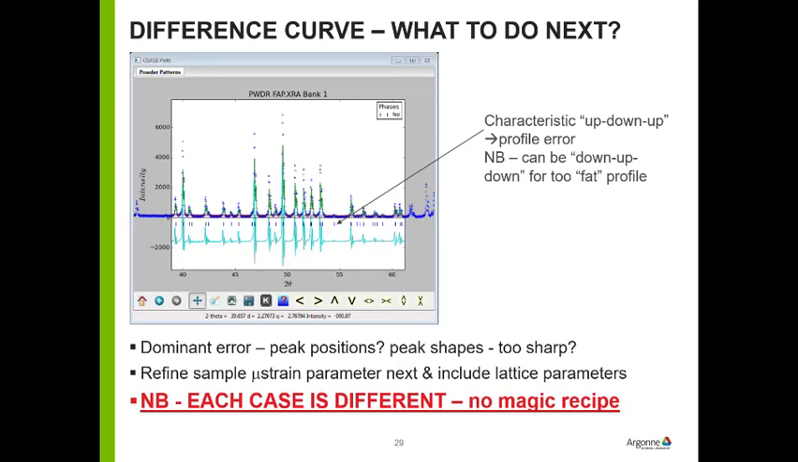The other thing that seems to be true here is that the peaks are slightly out of position. And that's probably because there's something wrong with the lattice parameters or the sample displacement. So what we will do next is do the microstrain and include the lattice parameters. And I don't know whether I included the sample displacement or not. But the point is, this is what's true. There's no magic recipe. You have to look at the difference curve and decide what to do next, because you could get surprised.